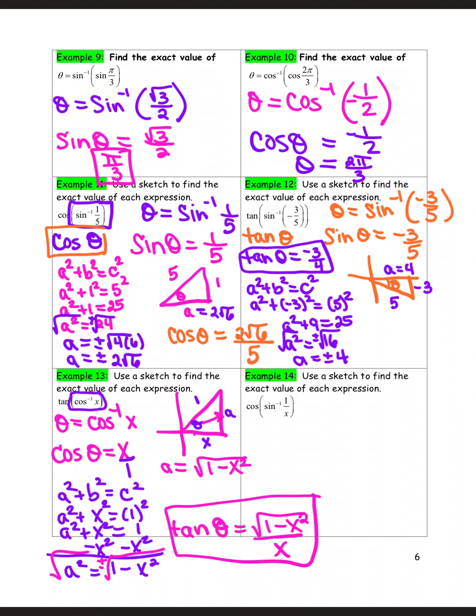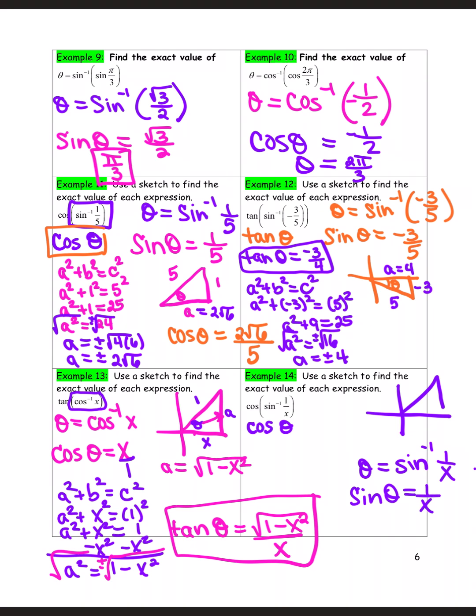Example 14, we have cosine of inverse sine of 1 over x. Once again, we're in quadrant 1 since inverse sine of 1 over x is positive. So I'm going to set up the triangle in quadrant 1. This is going to be cosine of theta. We're going to let theta equal sine inverse of 1 over x. So now we have that sine of theta equals 1 over x. And sine of theta is equal to opposite over hypotenuse. So we have, this is my angle theta, opposite of theta would be 1, and my hypotenuse is x.